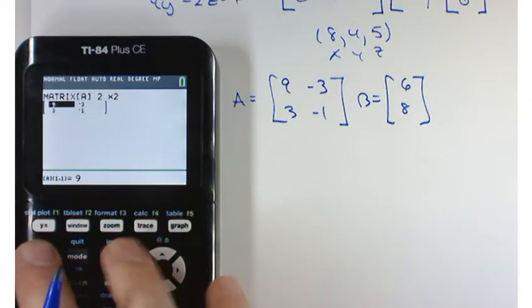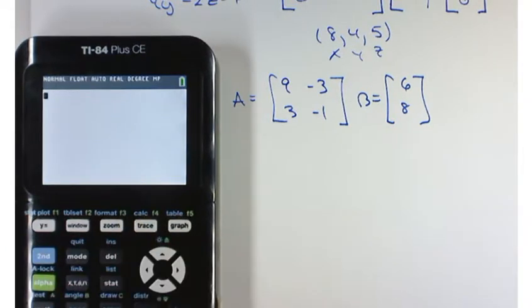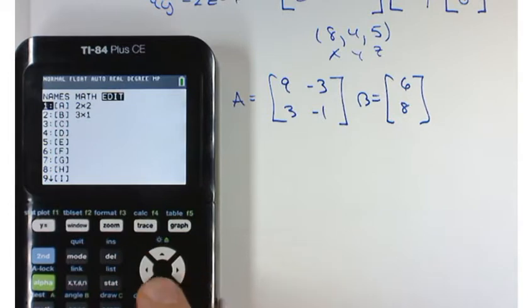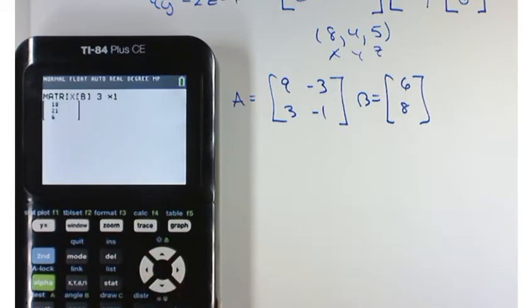Exit out. Second, quit. Let's enter matrix B. Second, X inverse, over to edit. Matrix B. Sabrina, what are the dimensions of matrix B? 2 by 1, thank you. So in here I'm going to put a 6 and an 8.